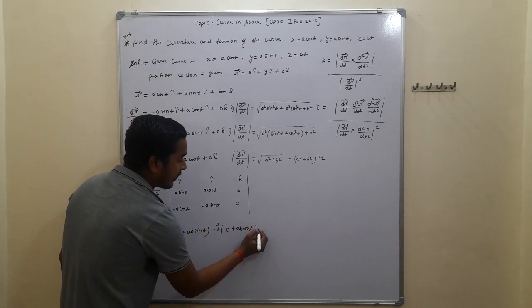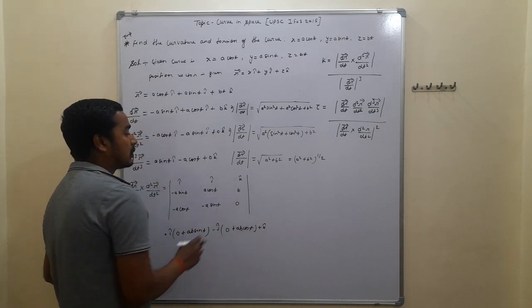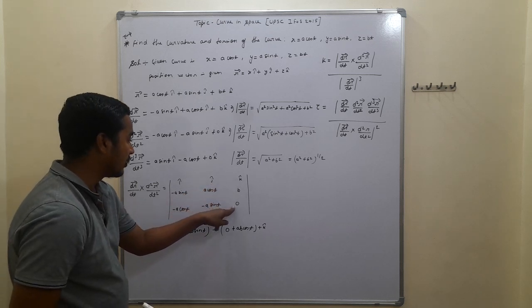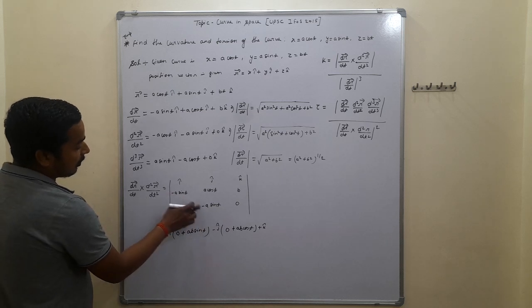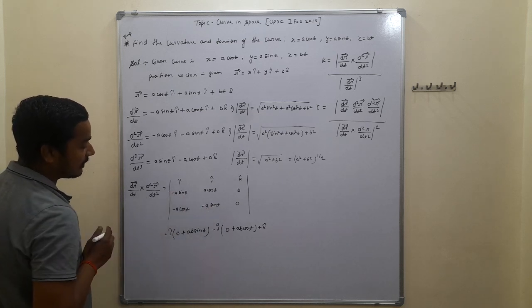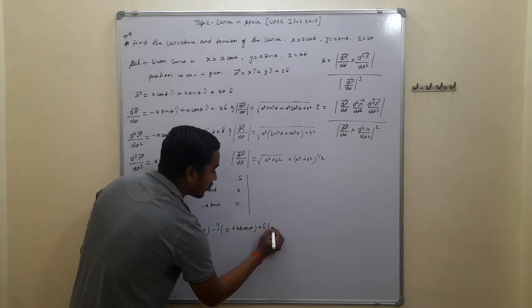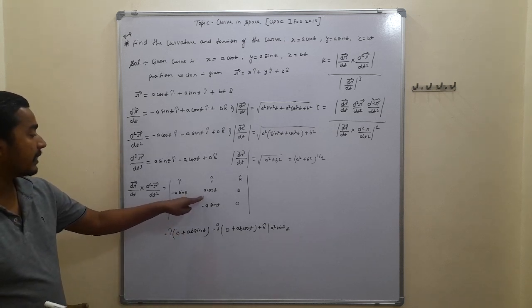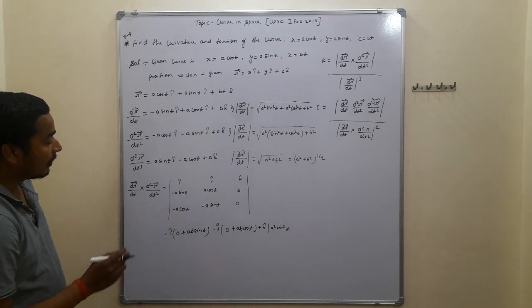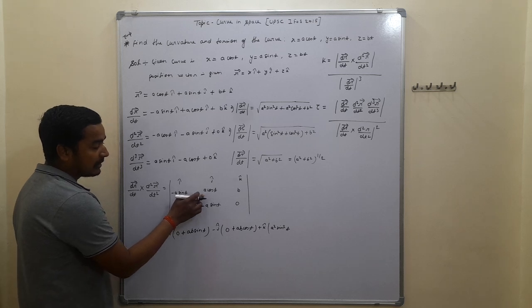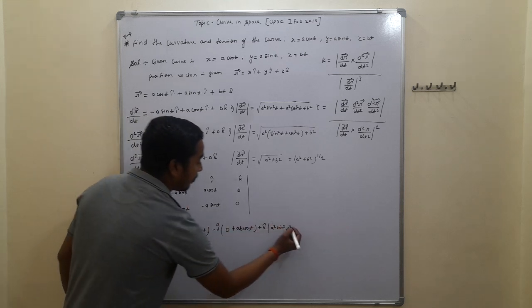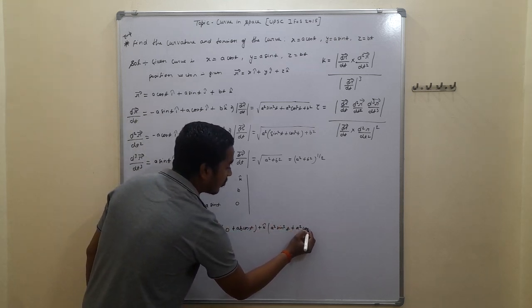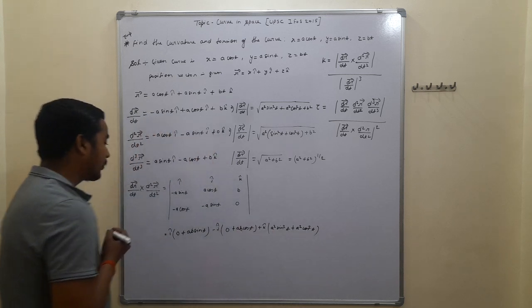And further for k cap, when solving for k cap, this column is eliminated, and we take the operation between i and j. From here we cross multiply minus a sin t with minus a sin t. This gives a square sin square t, and for the operation a cos t with minus a cos t, when we cross multiply on this side we take minus, and minus is already present, so we write plus a square cos square t. Further we have to solve.